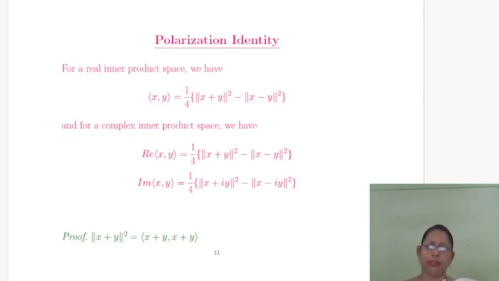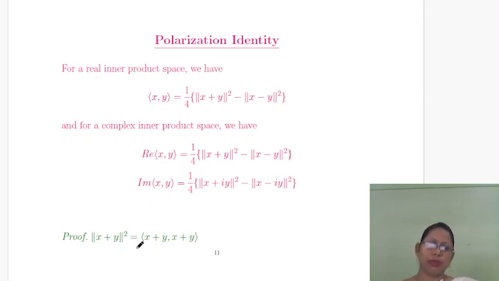For a real inner product space, we have the inner product of x comma y is equal to 1/4 within bracket norm of x plus y whole square minus norm of x minus y whole square. And for a complex inner product space, we have the following. The real part of the inner product xy is equal to 1/4 of norm of x plus y square minus norm of x minus y square, and the imaginary part of the inner product of x comma y is equal to 1/4 of norm of x plus i y square minus norm of x minus i y square.